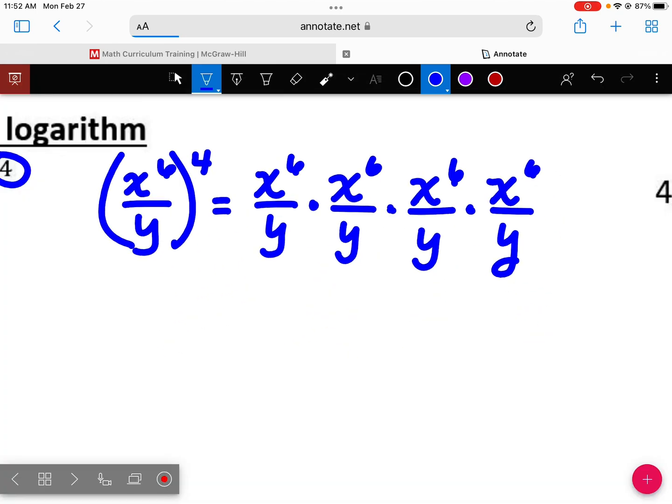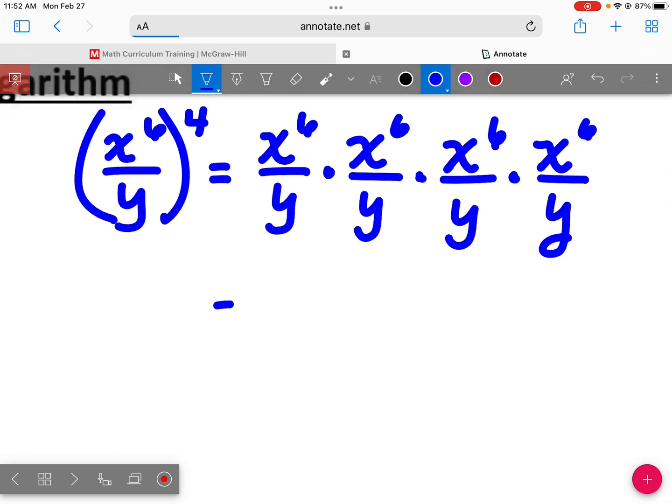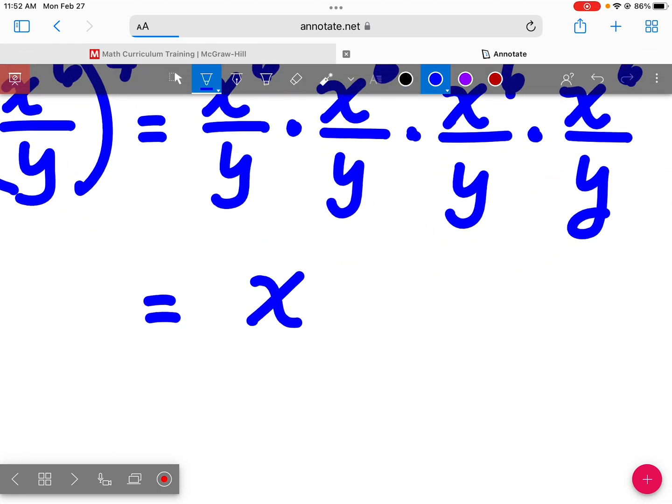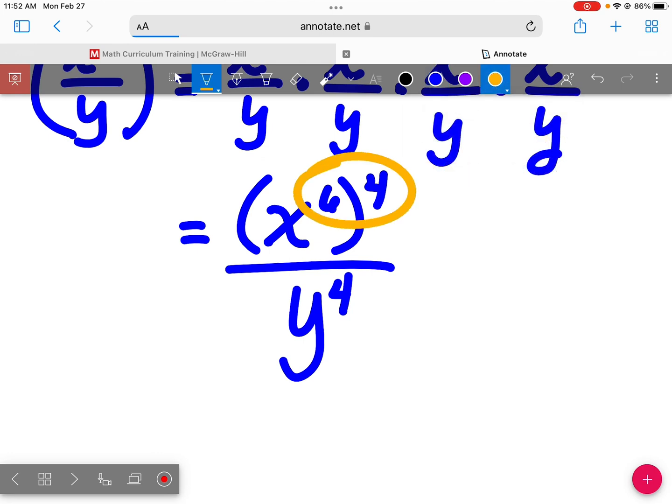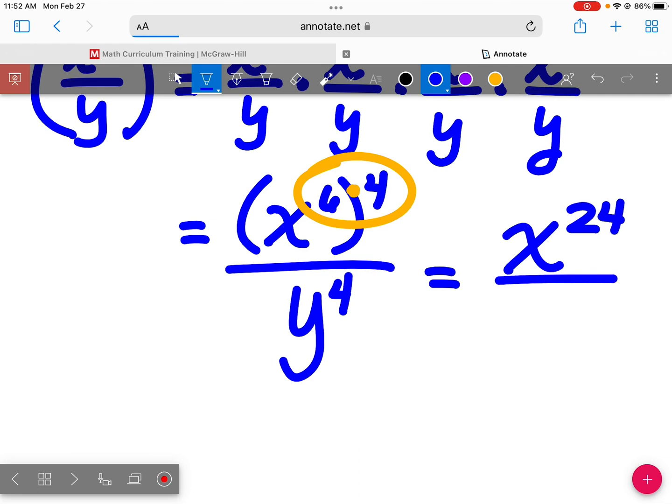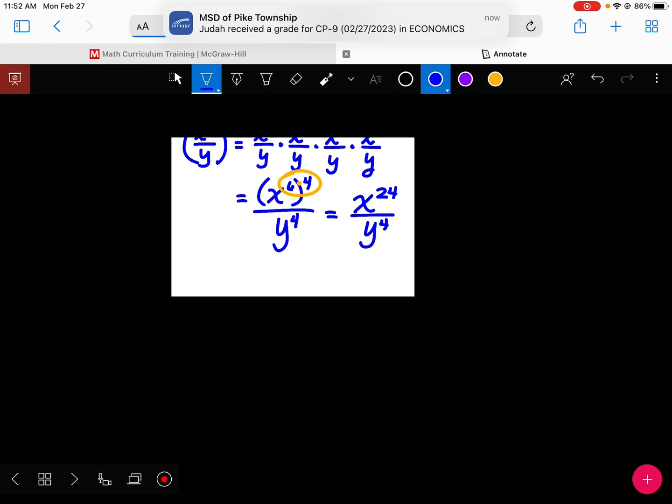So how many times are we multiplying x to the 6th by itself? 4. So x to the 6th happens 4 times. How many times are we multiplying the y to itself? 4 times. What do I do when I have 2 exponents like this? We multiply them. So this would be x to what power? To the 24th power over y to the 4th power.